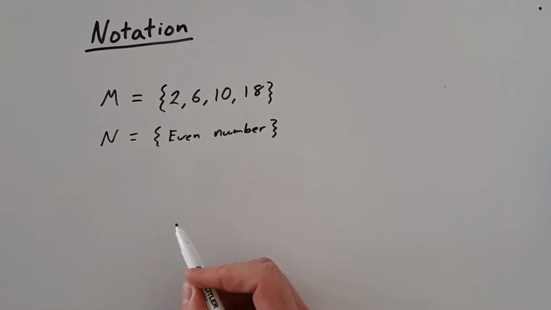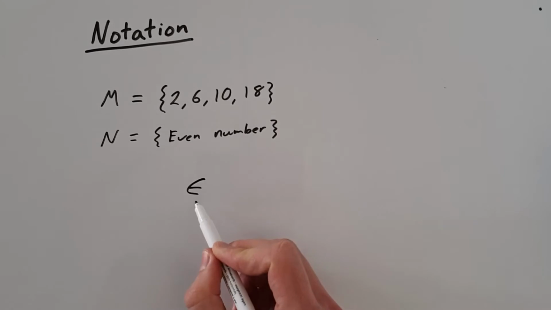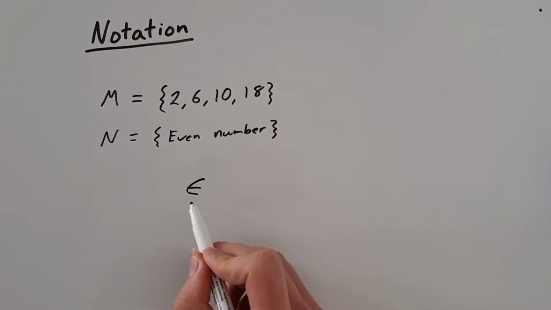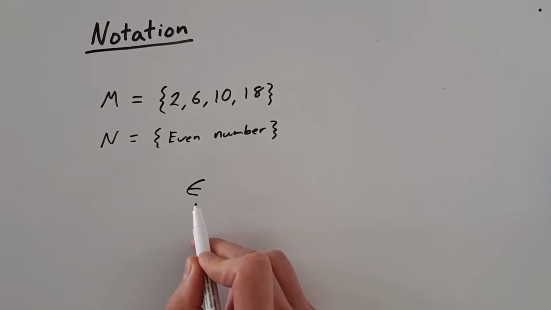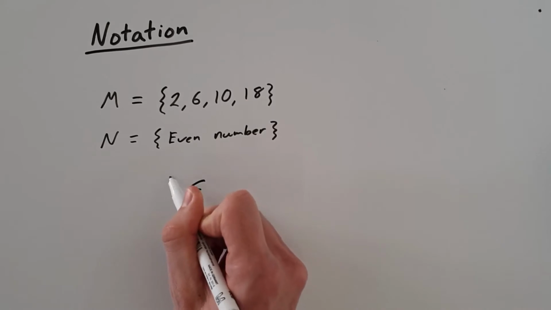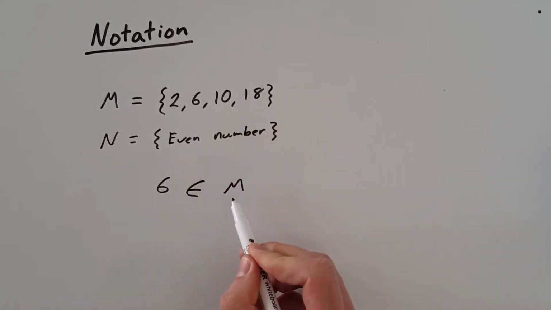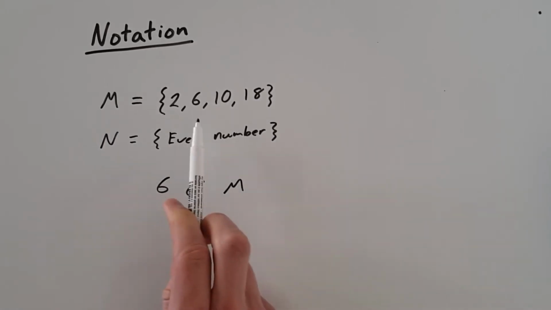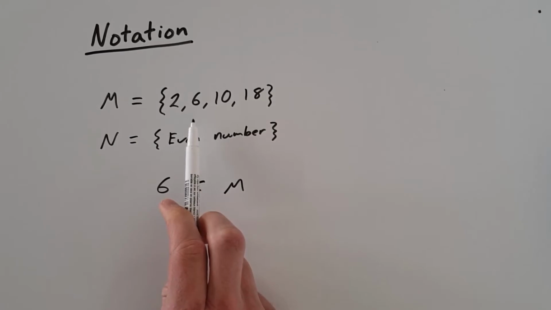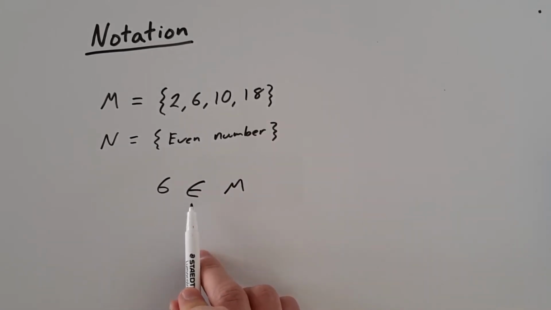The next symbol you need to know is this one. It kind of looks like the euro symbol, but not quite, and this stands for a member of. The way you'd use this is, we could write something like 6 is a member of M, and in our example, in the set that we called M, 6 is a member. So we could write 6 is a member of M using this symbol right here.